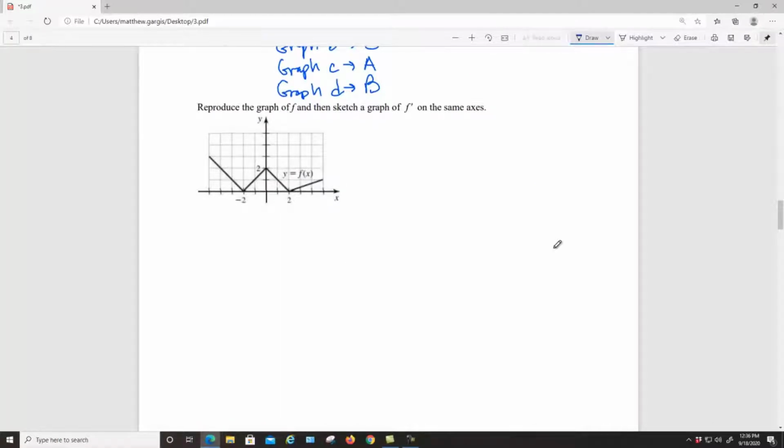This says reproduce the graph of f and then sketch a graph of f prime on the same axis. Alright, well, I'm not going to reproduce it, but I will graph a graph of f prime. I could probably do it on, let's just do it on this axis right here. Okay, that's already there. Okay, if I can draw.